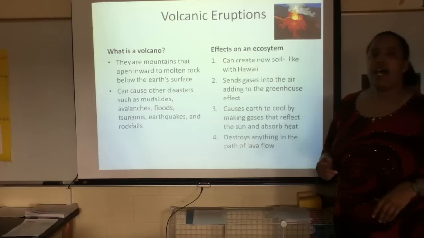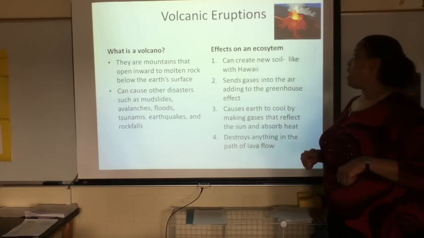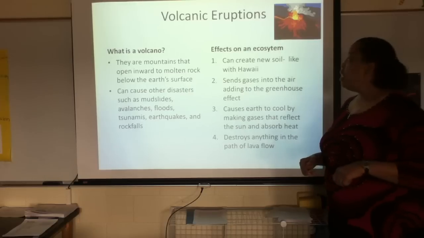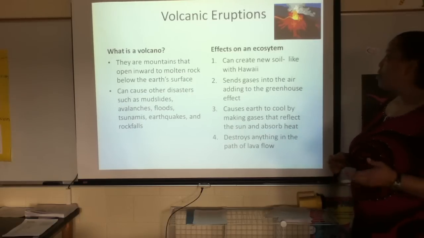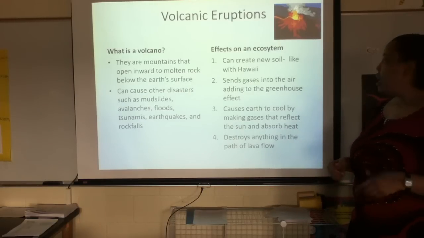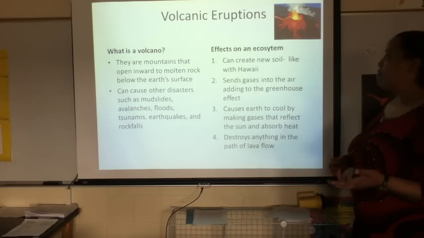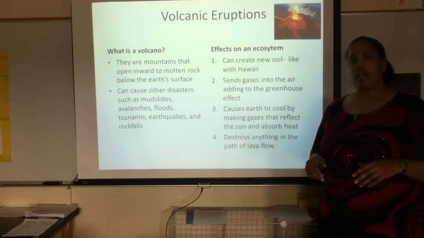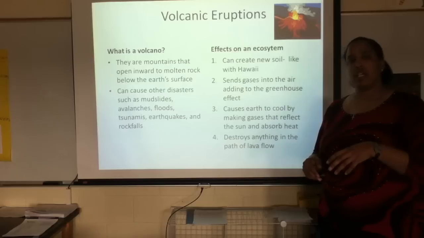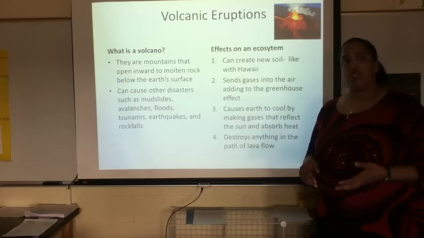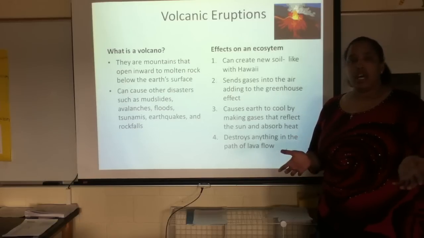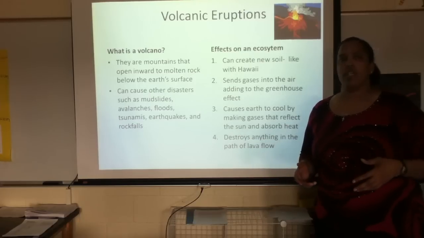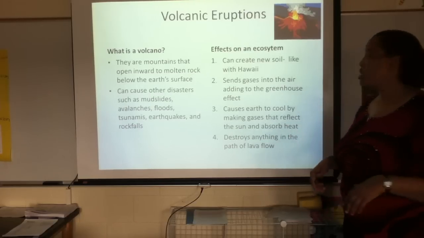It has a positive effect in that it can create new soil, like in Hawaii, like we just learned with primary succession. It can send gases into the air, which adds to the greenhouse effect. What's the greenhouse effect, Ms. King? The greenhouse effect is how we are losing, through pollution, holes in our ozone layer, which causes the sunlight to come in stronger than we need it to, which is why we have damaged skin cells. And that's pretty much a key point: it can mean too much sunlight for us.